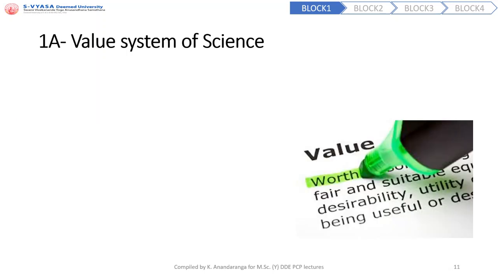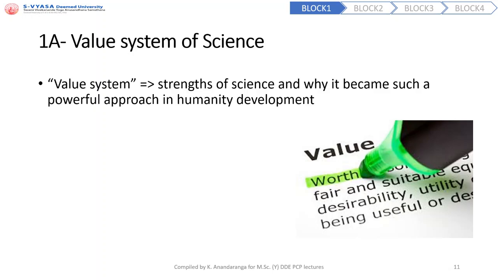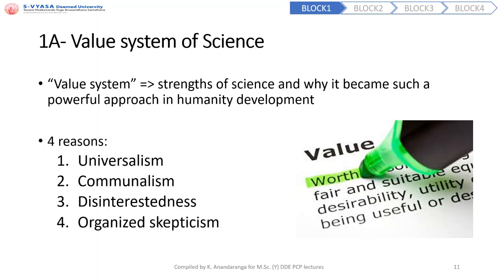So what is the value system of science? Value, worth of something. Science has a huge reputation today, a very positive reputation. It's the strength of science. So the value system of science means what is the strength of science, what made it as strong as it is today, and why it became such a powerful approach in humanity's development.